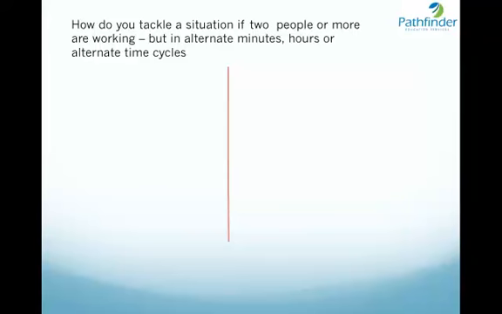alternate time cycles? Let us take an example of two people, A, who can complete a piece of work in 20 days, and B, who can complete a piece of work in 30 days. Let us take their example to understand how we can tackle this situation. Let us assume that A begins on the first day.